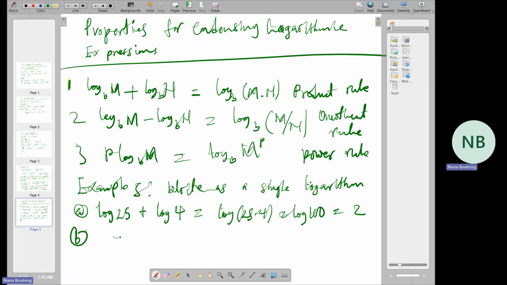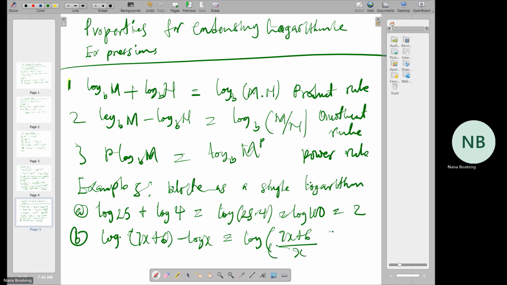B, log of 7x plus 6 minus log of x. So minus means if we are condensing it, we use the quotient rule. So this is the log of 7x plus 6 divided by x. Let's look at another example.